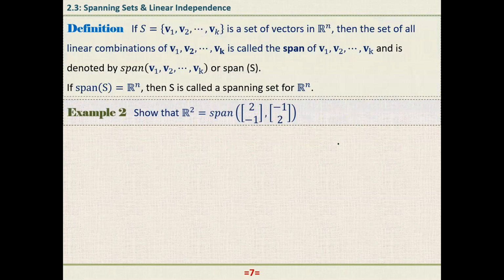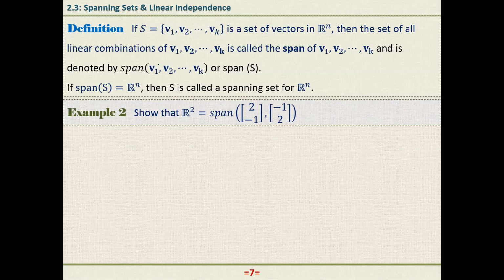All right. Next important thing, spanning sets, which we actually talked about in the first slide, and linear independence. Definition: if S is a set of k vectors, v1, v2, ..., vk, here we are given a set. The set contains k vectors, and it is a set of vectors in Rn. Each vector is taken from Rn.